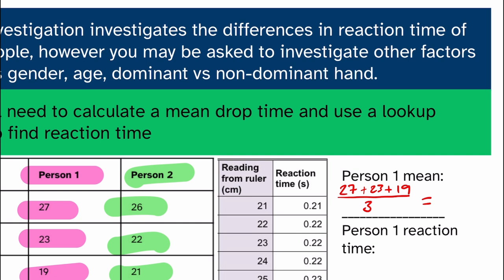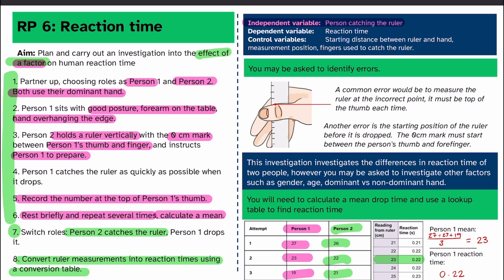So 27 plus 23 plus 19 divided by 3, and I did this earlier, so I'm not a maths genius, I just know the answer, it's 23. So then they would go to the table and look that up and say, oh, okay, this person's reaction time is 0.22. So that is the reaction time required practical. It's quite straightforward, but as I say, they could ask about any type of factor that would affect reaction time, and you must be able to plan a method for it.